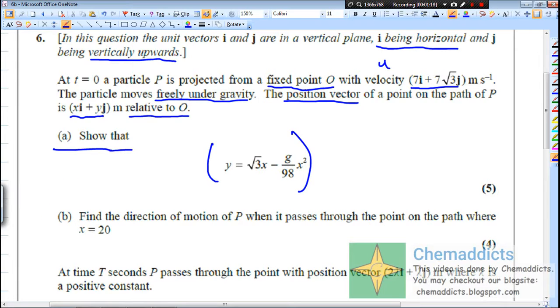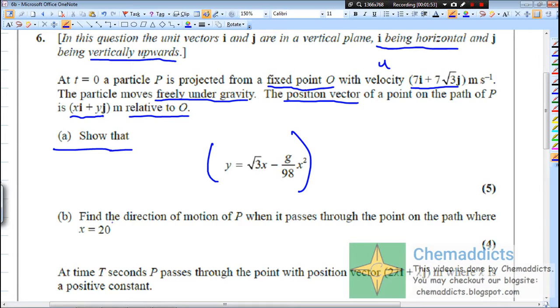The question says, find the direction of motion of P when it passes through the point on the path where x equals 20. So how am I supposed to find the direction of motion of P? Is it upward, downward, or which direction? North, south, east, west? We don't know.